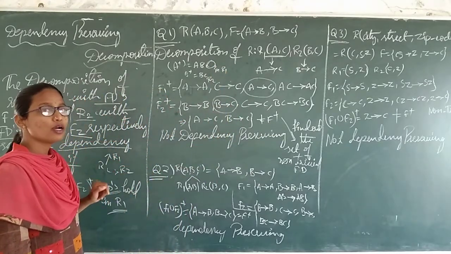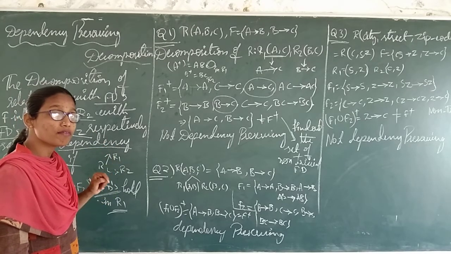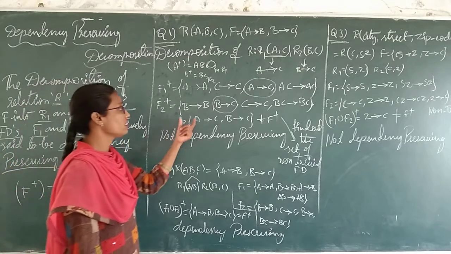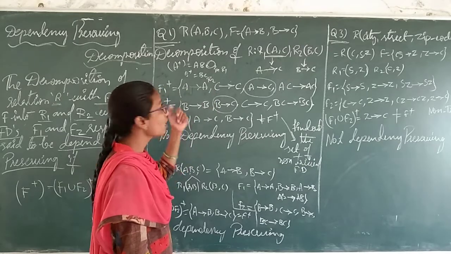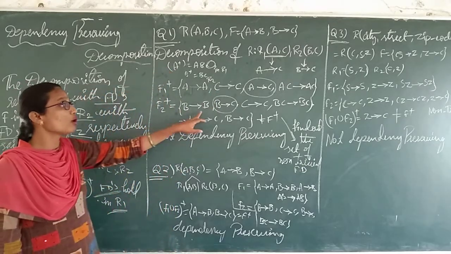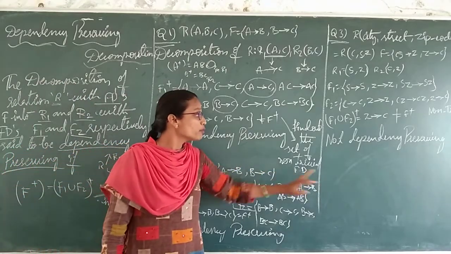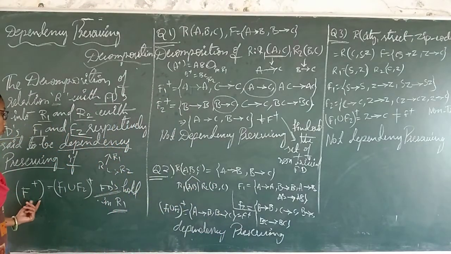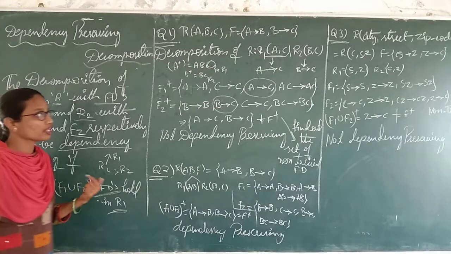Next we combine the F1 and F2 closures. Why are we combining them? The same determinants appear in the F1 and F2 closures, and we take the union of these two sets of non-trivial functional dependencies. The formula is: F closure is equal to the closure of F1 union F2.